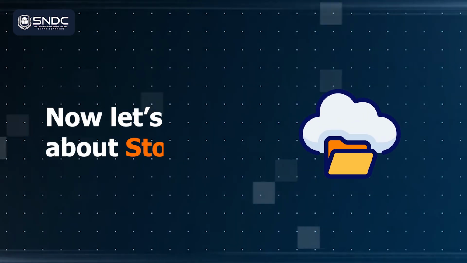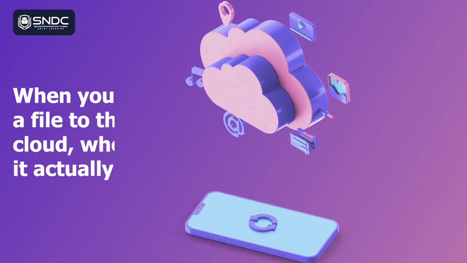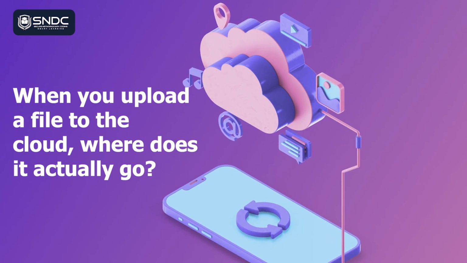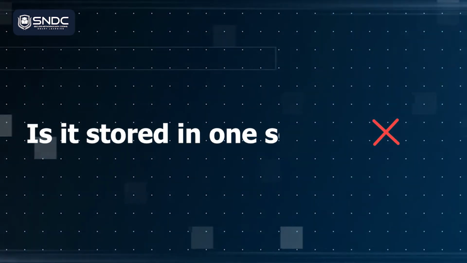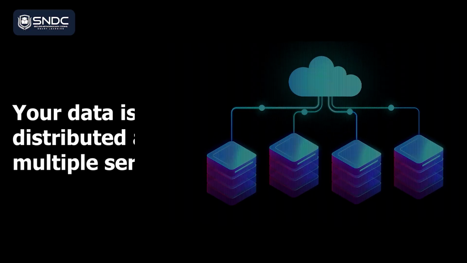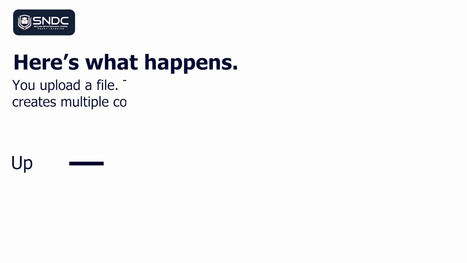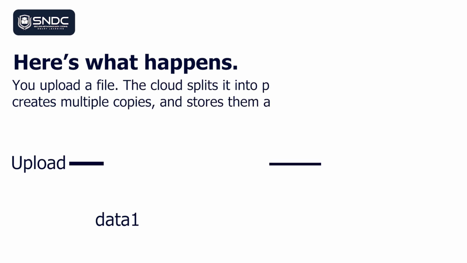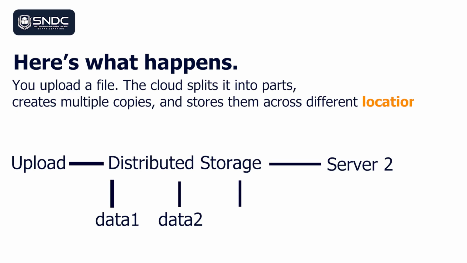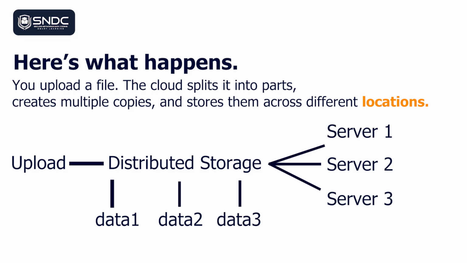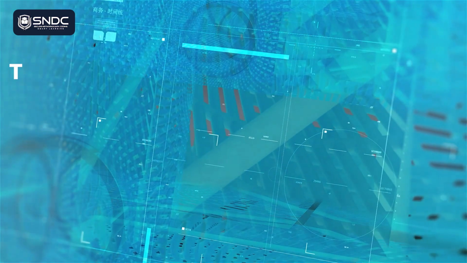Now let's talk about storage. When you upload a file to the cloud, where does it actually go? Is it stored in one server? No. Your data is distributed across multiple servers. Here's what happens. You upload a file. The cloud splits it into parts, creates multiple copies, and stores them across different locations.